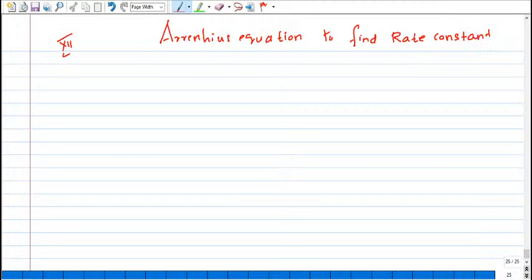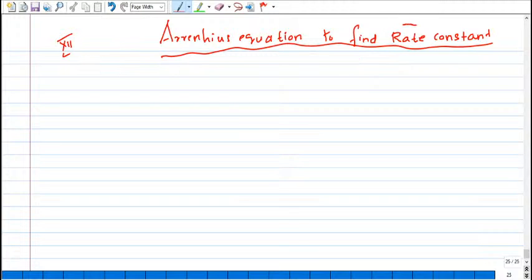The last part of this lesson. Everything after this is deleted as per the new circular for CBSE. Arrhenius equation to find rate constant. The same thing is there for state board also. Whatever we have in CBSE is applied for state board also.